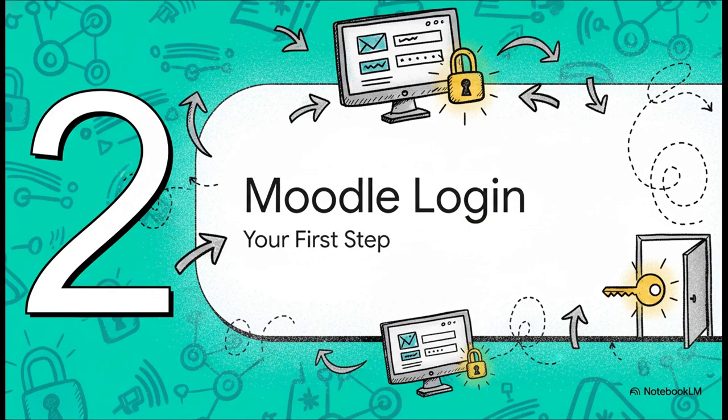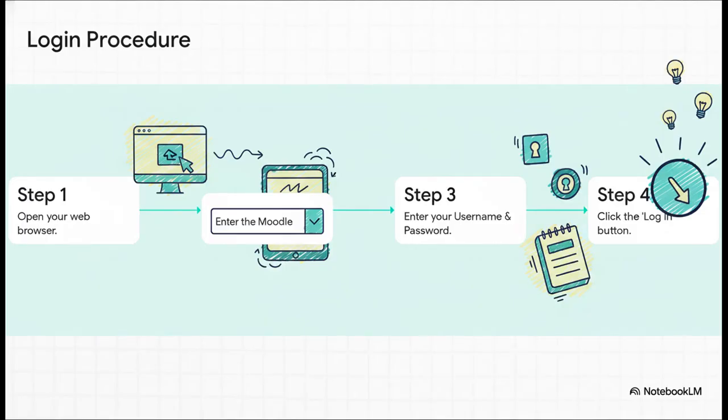Okay, on to our next section, gaining access. This is your first move, your first operational step, actually logging in to the Moodle platform. Look, it's a really simple 4-step process. First, you open up your web browser. Second, type in that Moodle address we gave you. Third, punch in your unique username and password. And finally, you just click Log In. Simple as that. That'll land you on your main dashboard.